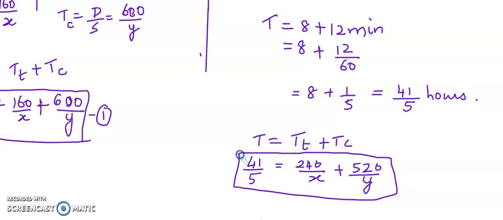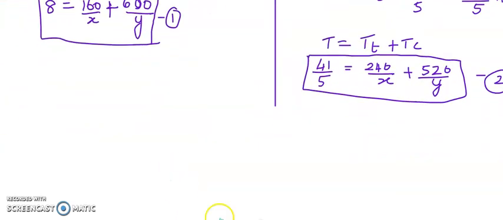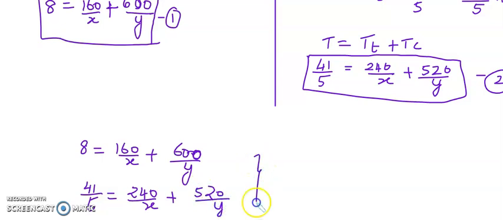So what do we have to do here? The two equations, I'm going to write them down again. The main step of solving this is to reduce it, because we have an x and a y in the denominator, right? So we'll say 8 is equal to 160 by x plus 600 by y is the first equation. And the second equation that I got was 41 by 5 is equal to 240 by x plus 520 by y.